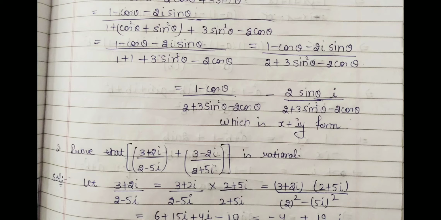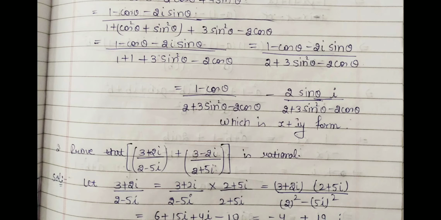Now we will separate the real part and the imaginary part. For the real part, we have 1 minus cos theta upon 2 plus 3 sin square theta minus 2 cos theta. And for the imaginary part, we have 2 sin theta upon 2 plus 3 sin square theta minus 2 cos theta, which is in x plus iota y form.